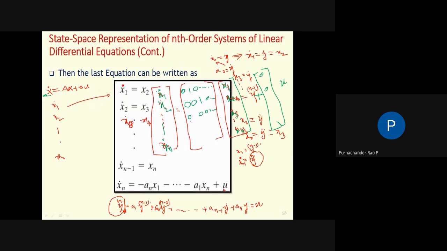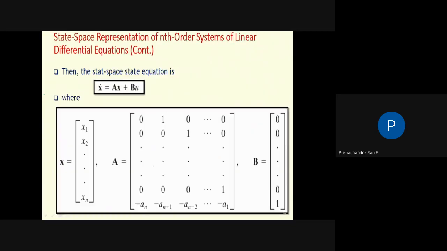So your final value will be now minus an, minus an minus 1, and so on up to a1. And this last term will be 1, because all the remaining values are 0, because the input is only present for the xn dash, and therefore we'll get an equation for xn dash equal to u. So this value will be a. This is a matrix A and this is a matrix B. Let us see this.